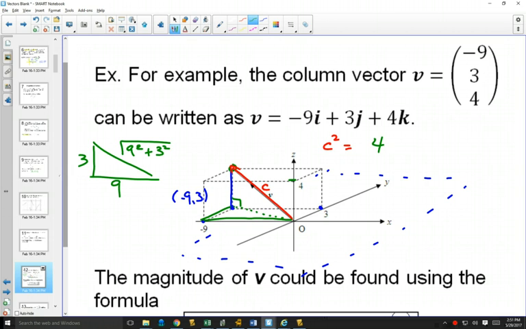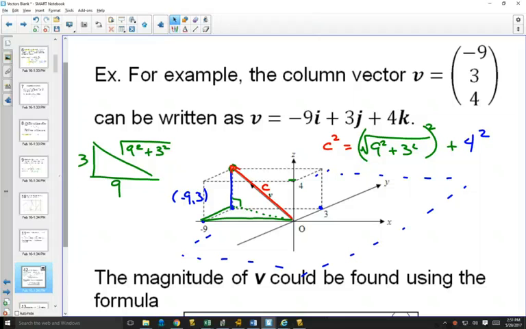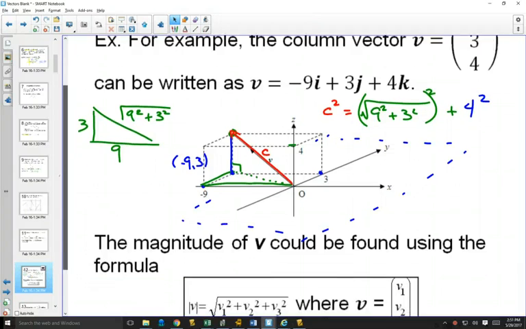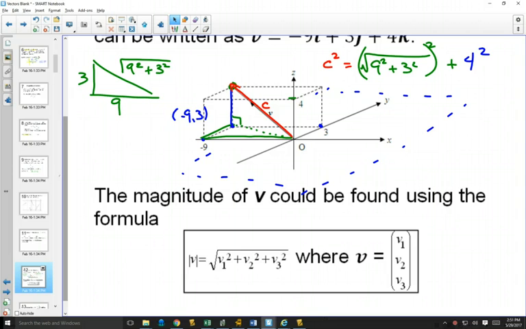Well, no. I'll call a squared the green line, just so that the order is nice. A squared is the green line, which would be the square root of 9 squared plus 3 squared all squared plus the height, which is our blue line, which is 4 squared. What happens with that square root and the squared? They go away. And you get a really, really simplistic formula when you're going into 3 dimensions.